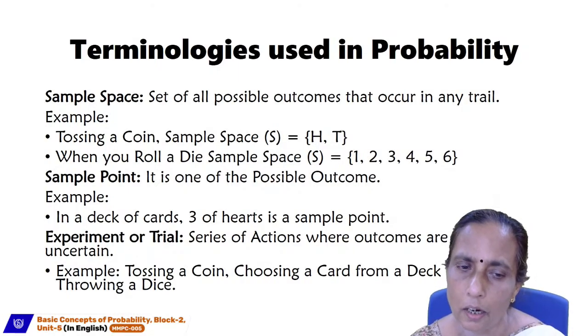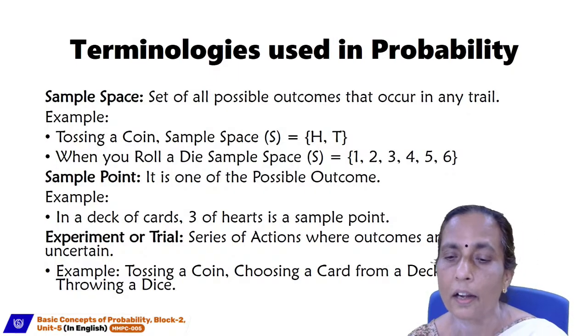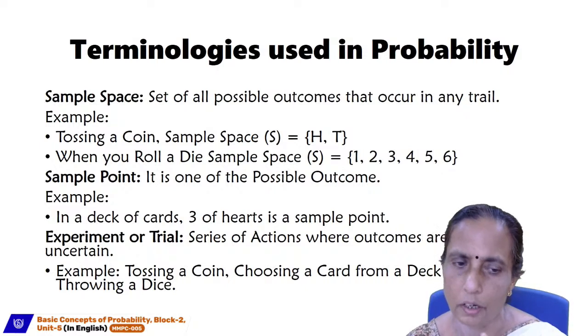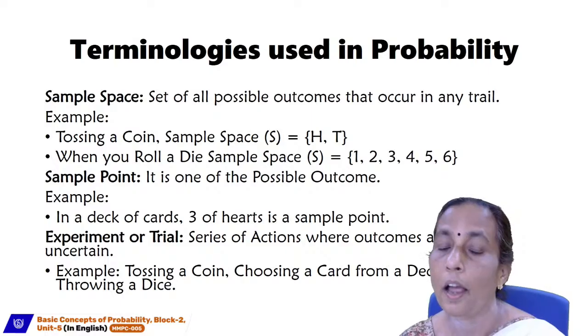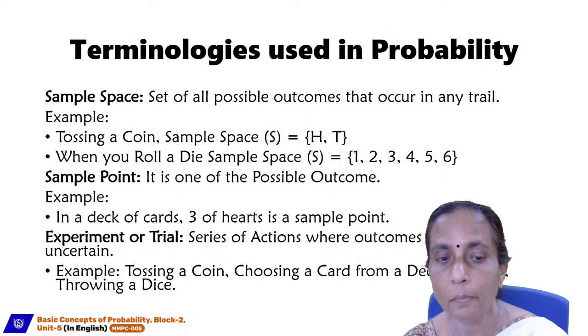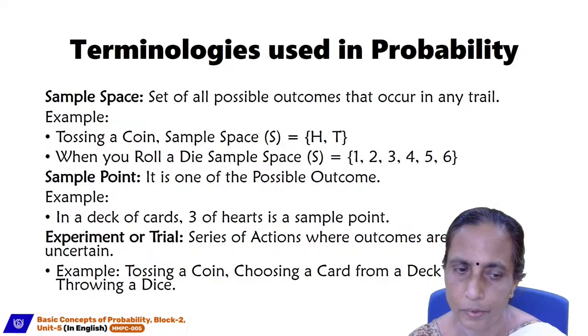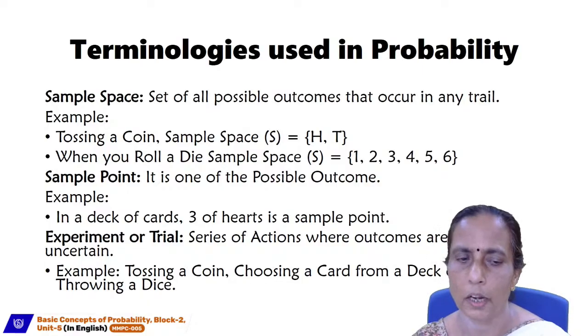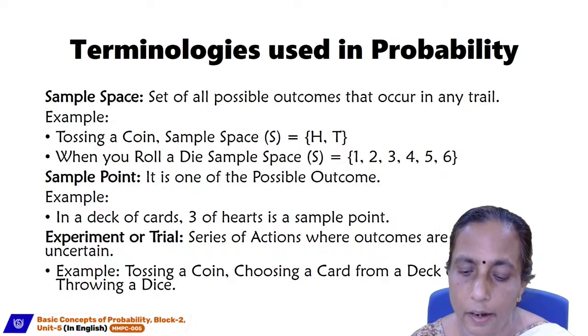It means I will be performing certain trials, but at the end of each trial, what will be the outcome is not certain. That is very uncertain. That is called an experiment, or in other words, we may call it a random experiment or a trial. Examples: tossing a coin, choosing a card from a deck of cards, or throwing a dice.